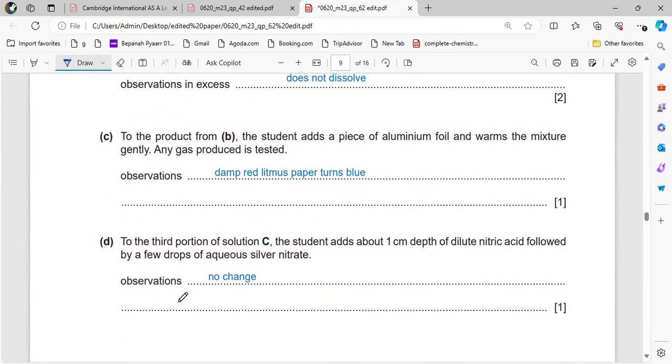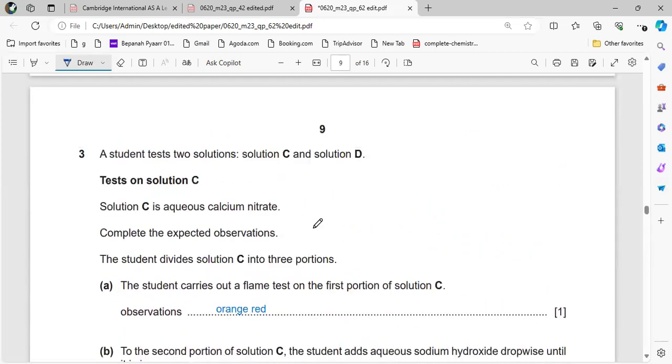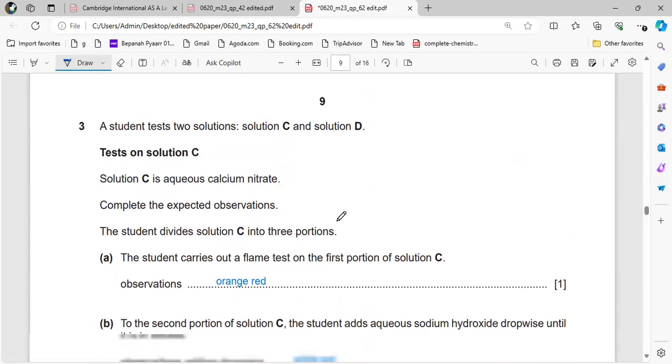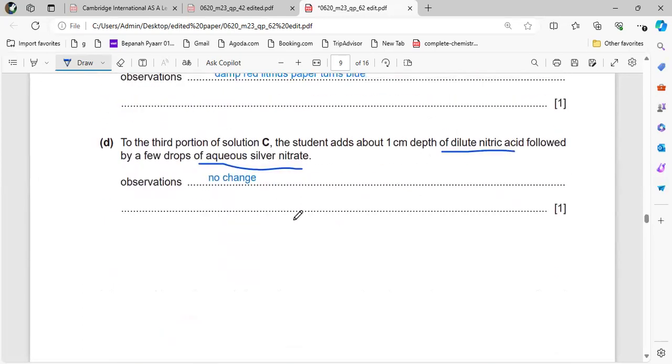To the third portion of solution C, the student adds about 1 centimeter depth of dilute nitric acid followed by a few drops of aqueous silver nitrate. Now, dilute nitric acid and silver nitrate test is actually for halogens. In this compound, calcium nitrate, no halogen is present, because of which we will write no change here.